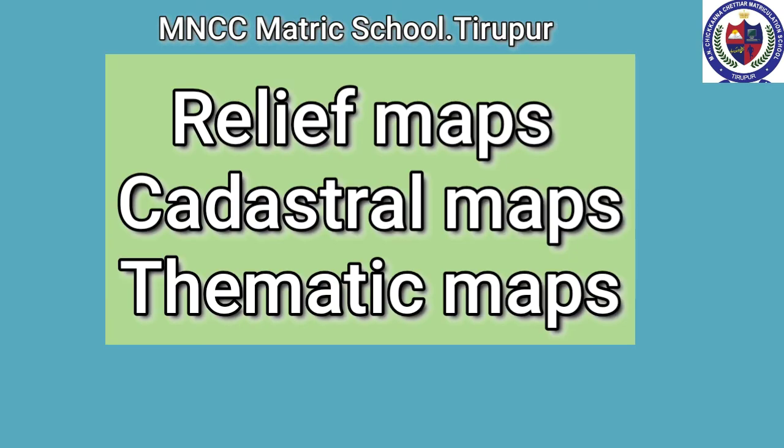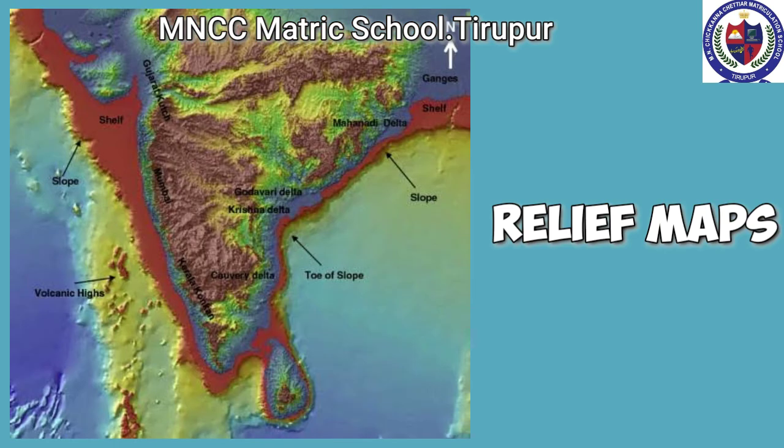Types of maps. Maps are classified on several bases. Each basis has different types of maps. In this lesson, we will learn about relief maps, cadastral maps, and thematic maps. Relief or physical map. The map that shows the physical features of an area is called a physical map or relief map. This shows us landforms like deserts, rivers, mountains, plains, plateaus, etc.